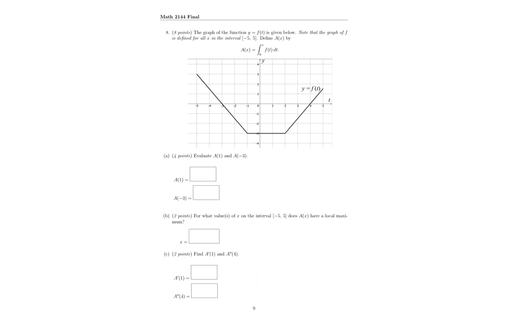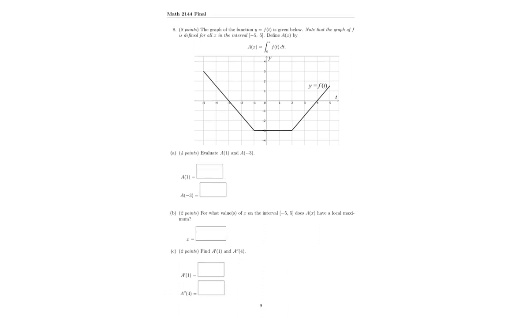Looking at this first problem, it wants us to take this graph, which is y equals f of t. Know that the graph is defined for all x. It says A of x is the integral from 0 to x of f of t. So for part A, we need to evaluate what A of 1 is.